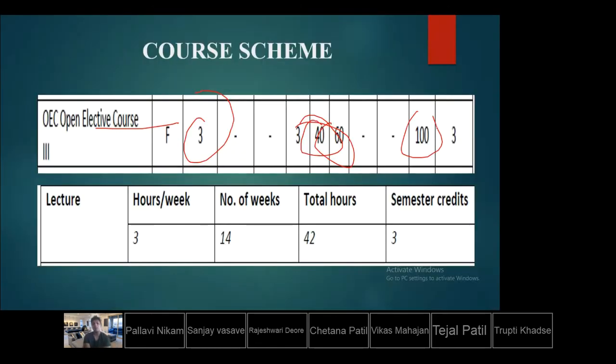You might all be aware about this. The lecture scheme is 3 hours per week, and there are 14 weeks in the whole semester. Total number of hours is 42, and 3 semester credits will be awarded to you. This is the course scheme or lecture scheme of the open elective course. Every course you study has a pertinent scheme, and that scheme has been dealt with here. The same scheme is there for this subject also.